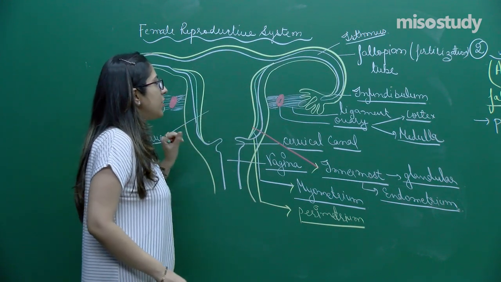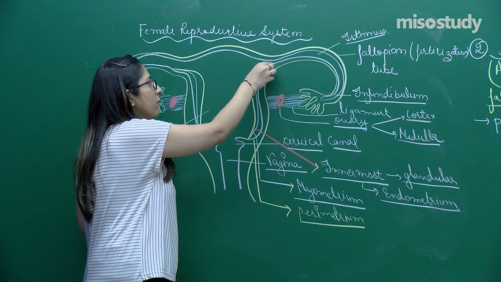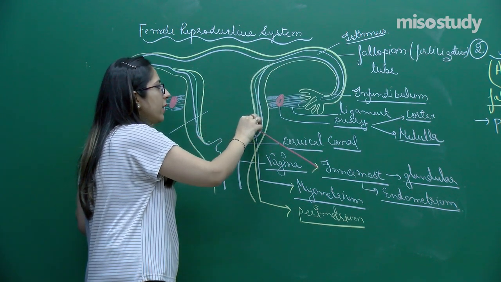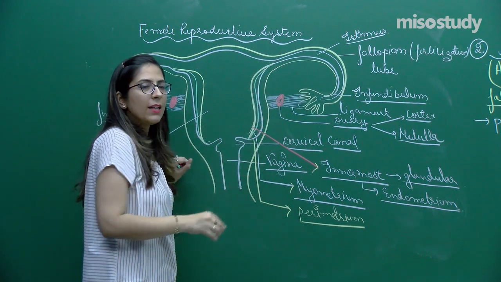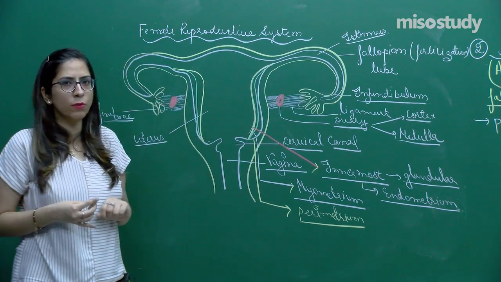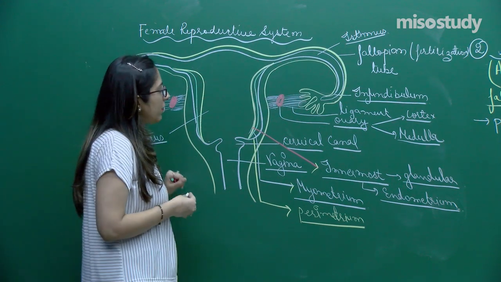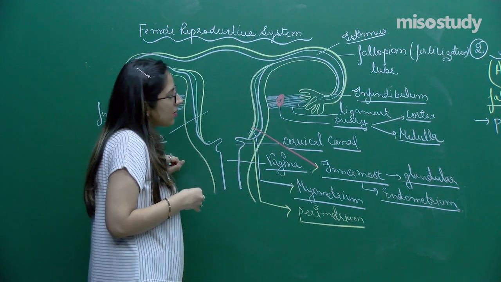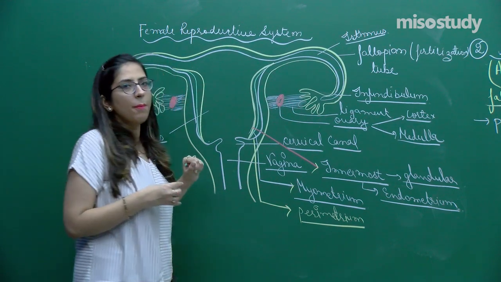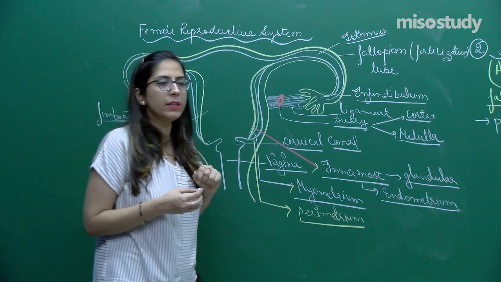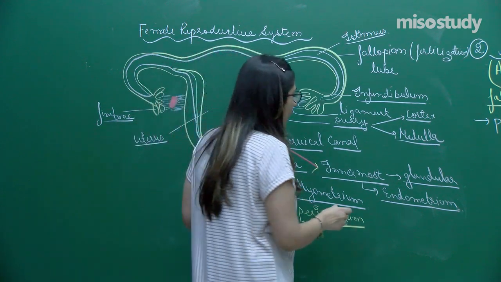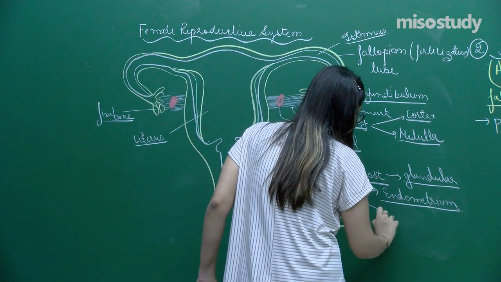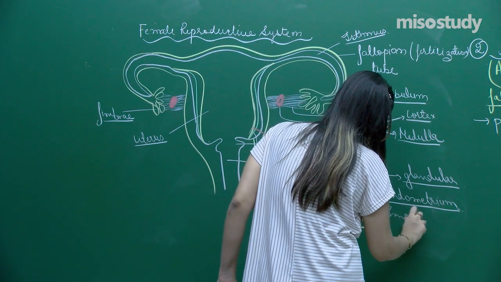When this implantation happens, the endometrium, which is a glandular structure, provides nourishment. That's why the whole menstrual flow cycle happens. When we see the middle structure, called the myometrium, myo means it has muscles, and it is known for the presence of smooth muscles.